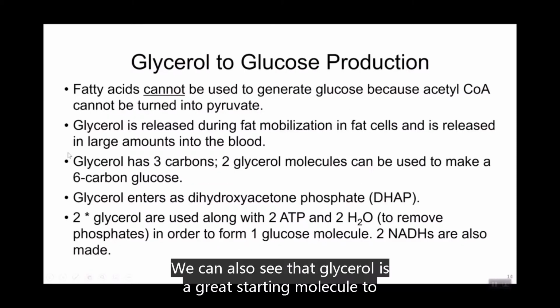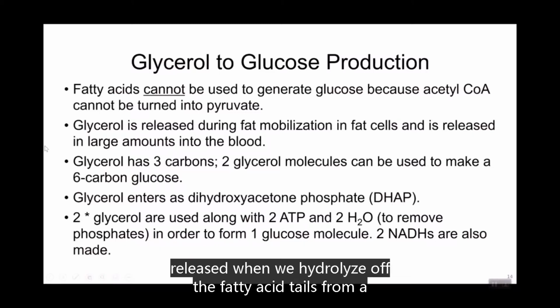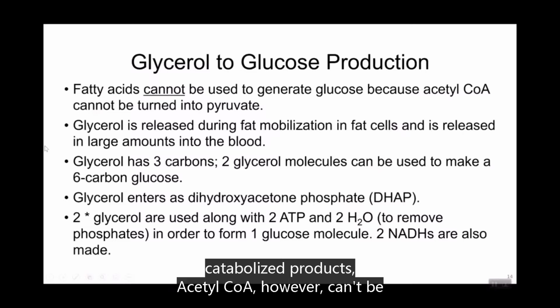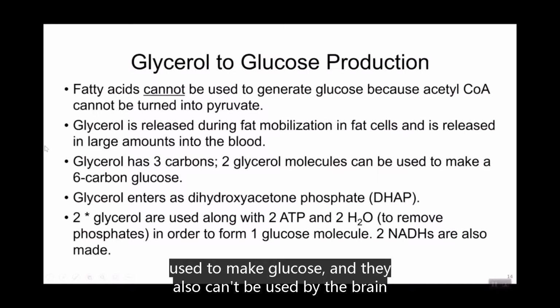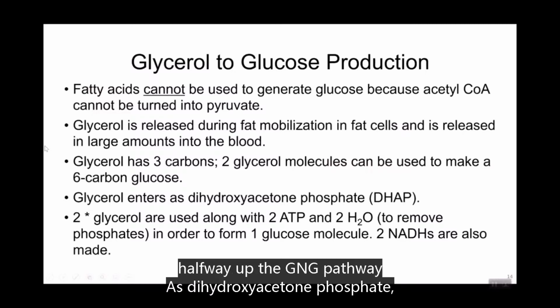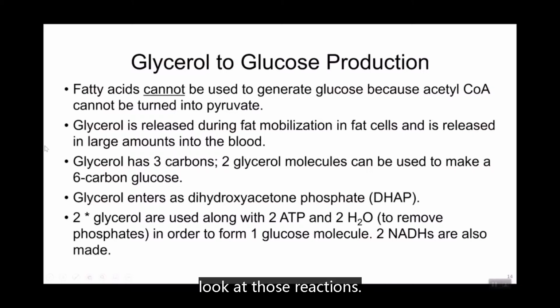We can also see that glycerol is a great starting molecule to make glucose. It has 3 carbons in it and will be released when we hydrolyze off the fatty acid tails from a triacylglycerol molecule. The fatty acids and their catabolized products, acetyl-CoA, however, can't be used to make glucose, and they also can't be used by the brain to make energy. So instead, 2 glycerol molecules can enter halfway up the GNG pathway as dihydroxyacetone phosphate, along with the use of some ATP to make glucose. So let's take a look at those reactions.